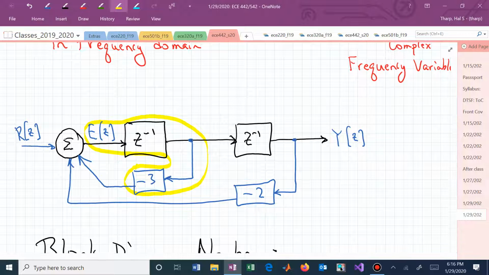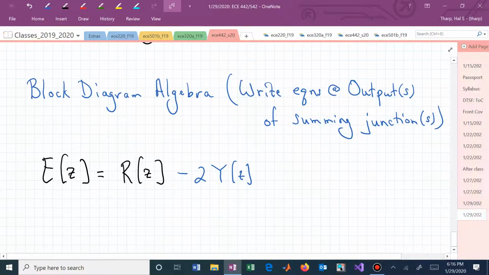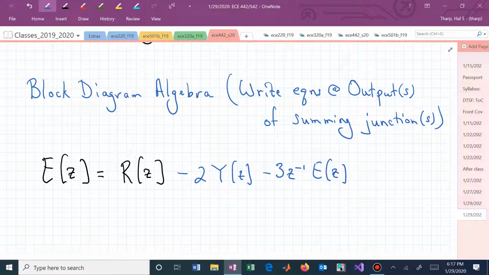That's 2 lemons, right? We have to have a signal being filtered through those lemons to give us a signal. And the system is minus 3z to the minus 1. Meaning now I have over here minus 3z to the minus 1 e of z. Are we comfortable with those, or with that equation?